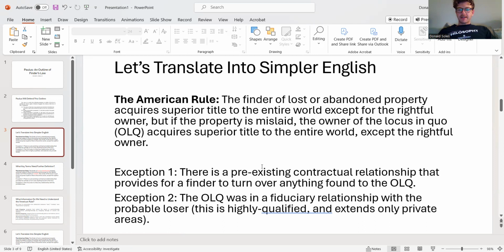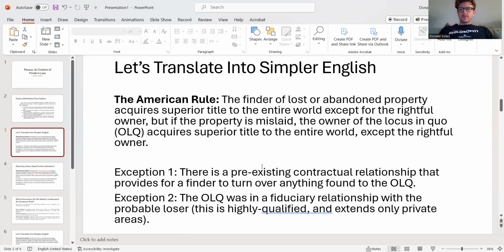But as we find out in the Paulus article, this is even more circumscribed than I've just let on, because it's only those private areas of a bank or those private areas of an inn, such as a room, to which this exception would apply. For instance, if you find a bundle of bills in the lobby of a bank or in the lobby of an inn, it seems like the finder would still prevail. But if there's some area that's not accessible to the public, an area like a room or a bank vault, then it still seems like the property found therein would go to the owner of the locus in quo and not to the finder.